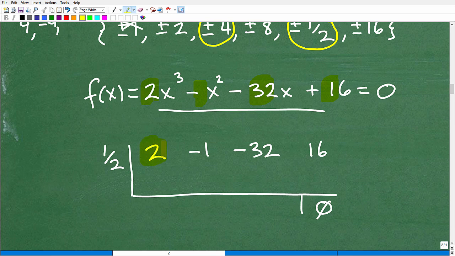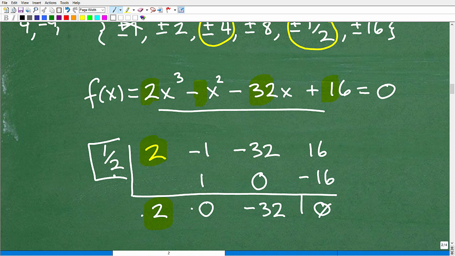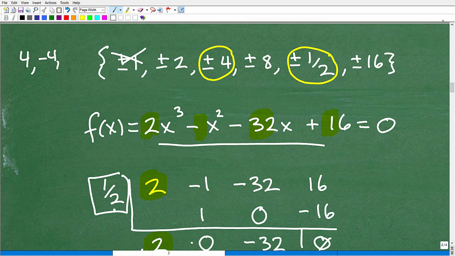So again, you're going to take this first number, drop it down there. Okay, so 2 times 1/2 is 1. Negative 1 plus 1 is 0. 1/2 times 0 is 0. Negative 32 plus 0 is negative 32. 1/2 times negative 32 is negative 16. Look how awesome this is. 16 plus negative 16 is 0. So here we have 1/2, and we have our negative 4 and 4. So 1, 2, 3 solutions to my third degree polynomial.